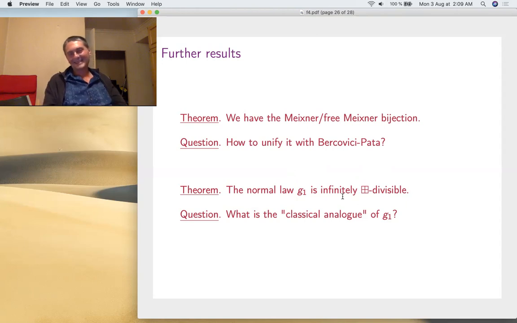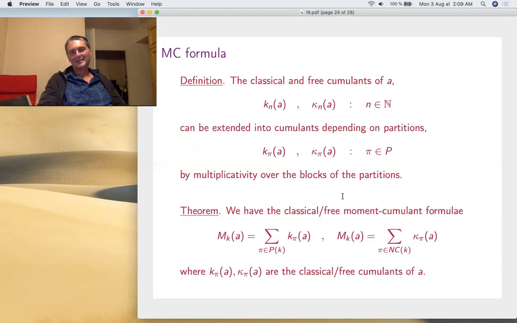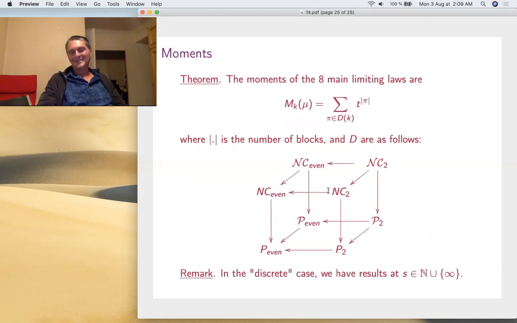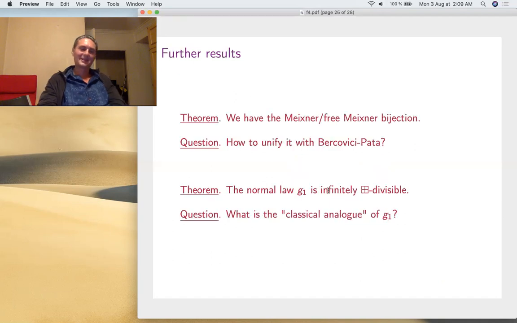The basic idea is that we have this cube with the main objects, but this cube doesn't contain Poisson. Poisson is something a bit special. And then you have all these other things going around.